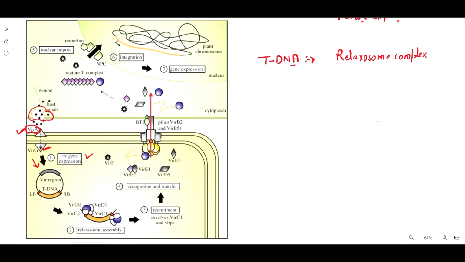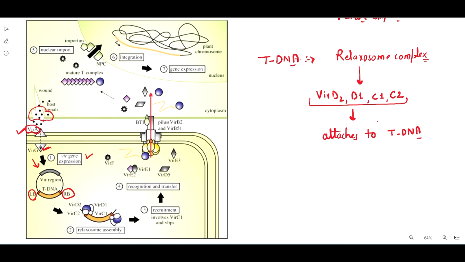complex, right? And in this protein complex, different types of Vir proteins, for example, Vir D2, D1, C1 and C2 proteins, all attach to the tDNA sequence, right? As we can see here, these are the tDNA, and it has a left border and right border. So all these proteins attach to the tDNA borders here, right?